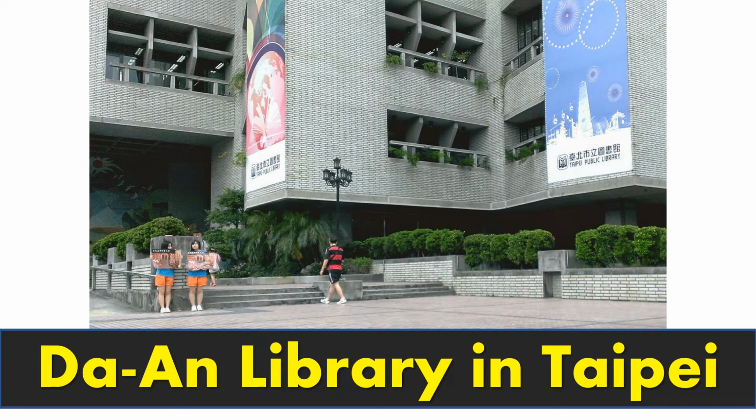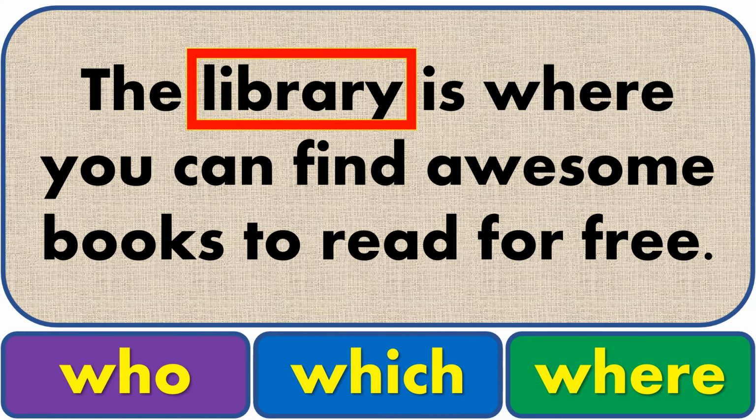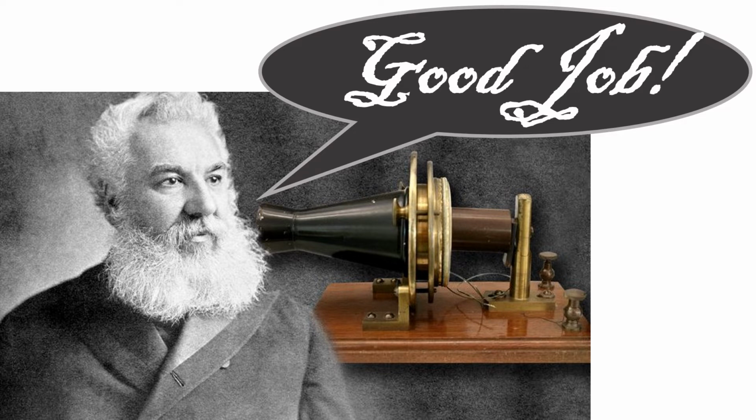Now let's talk about library. So take a look at this sentence. Should we use who, which, or where? For this sentence, because library is a place, we should use where. The library is where you can find awesome books to read for free. Maybe books about Alexander Graham Bell or Pac-Man. Good job.